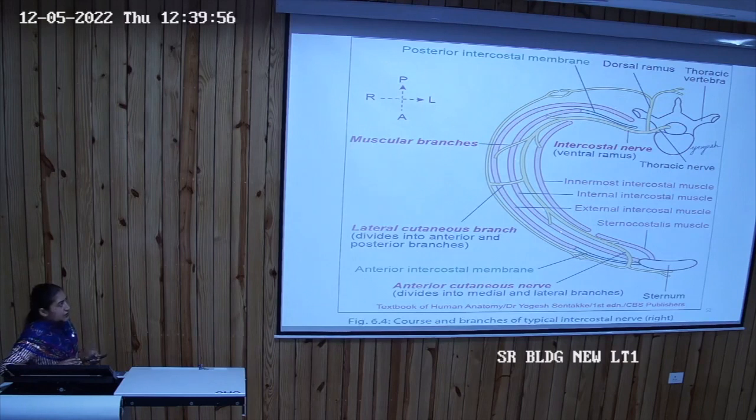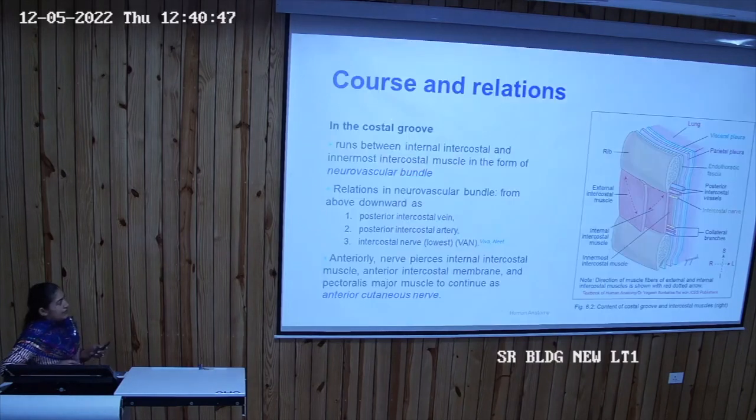When it runs in the costal groove, it is lying between the internal intercostal and the innermost intercostal. Now these are the fibers that are running in the costal groove. Anteriorly it pierces the internal intercostal and anterior intercostal membrane to come out and give the anterior cutaneous branch. Similarly onto the lateral wall, it will pierce the internal intercostal and the external intercostal muscle to give the lateral cutaneous branch, which will further divide into the anterior branch and the posterior branch. So the course we have already discussed.